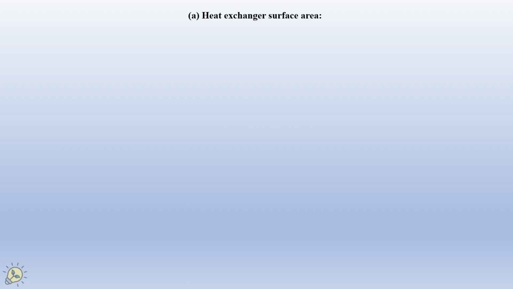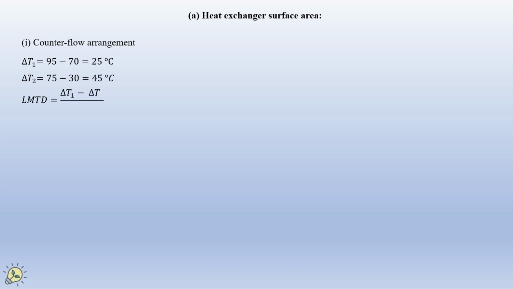So the heat exchanger surface area. We start with the counter flow arrangement, then we have delta T1 and delta T2 on both ends of the heat exchanger to be 25 degrees Celsius and 45 degrees Celsius. From the definition of the LMTD, we substitute these values for delta T1 and delta T2, then we will get LMTD to be 34.03 degrees Celsius.